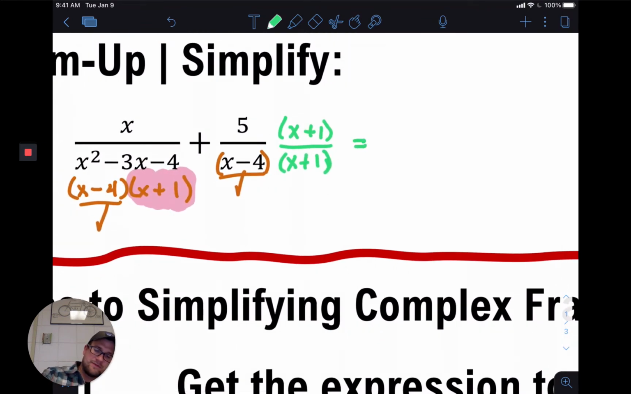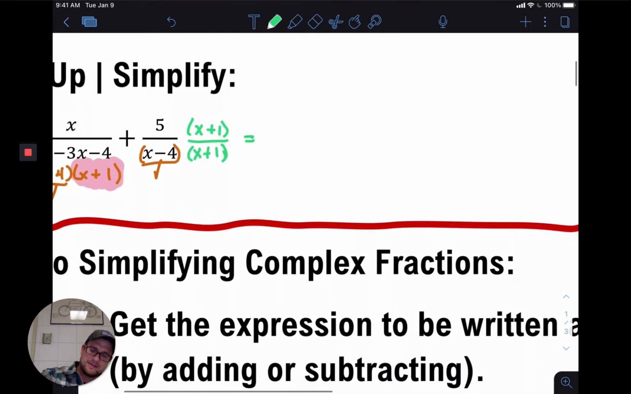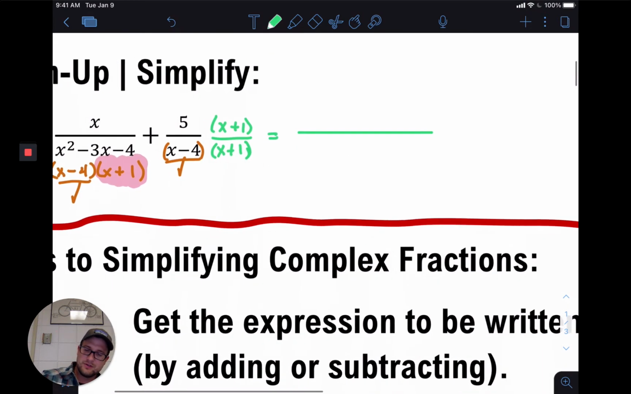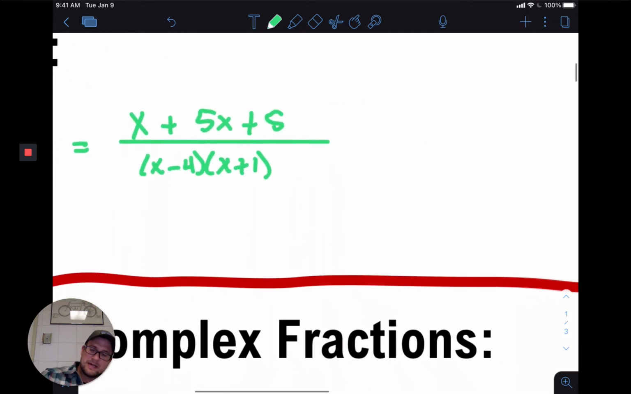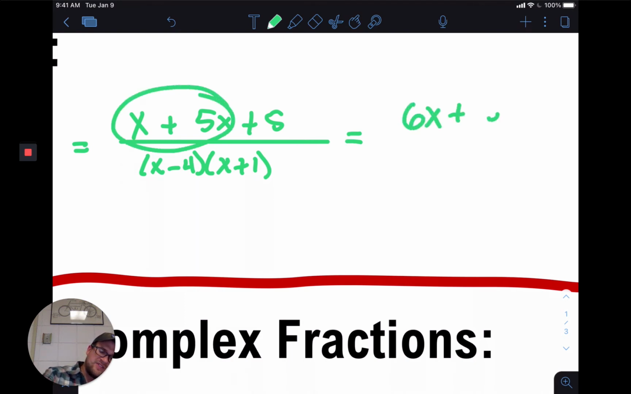So looking at this, I have to actually combine these together. So we know we'll have one giant fraction. Our common denominator is going to be x minus 4 times x plus 1. And then in my numerator, I'm going to have x plus 5x plus 5. Combining like terms, x and 5x is going to give us 6x plus 5 in the numerator. And then in the denominator, we're going to have an x minus 4 and an x plus 1.